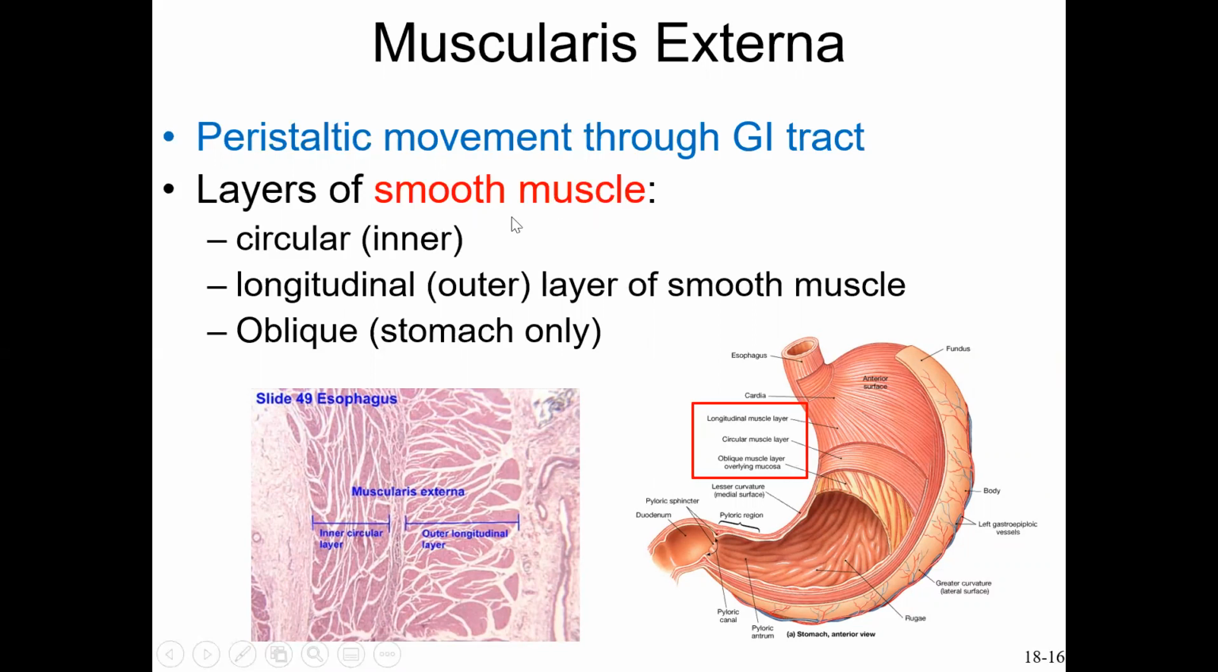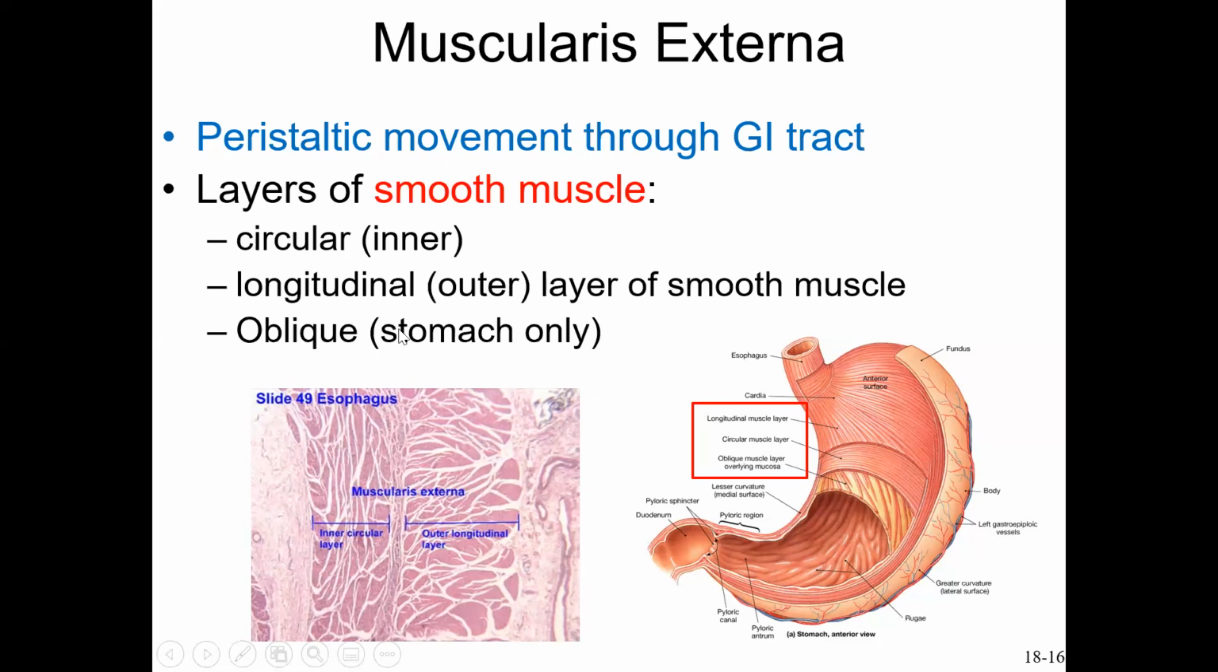And I do want you to know that most of the GI tract has 2 layers of smooth muscle. You have an internal circular layer here. This would be where the submucosa is, next to that is the circular layer, and then you have the longitudinal layer, and longitudinal means lengthwise. The circular layer goes around the circumference like a circle. The longitudinal layer travels lengthwise along the organ.